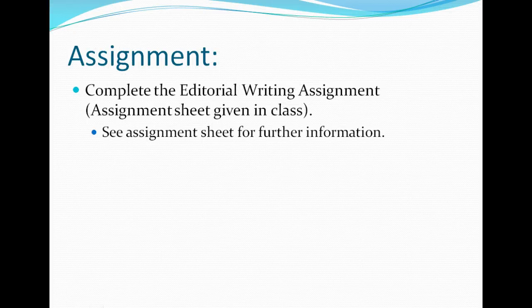For right now, what you are going to do is complete the editorial writing assignment. You will receive the assignment sheet in class, and you should see that sheet for further information, including due dates and assignment requirements.